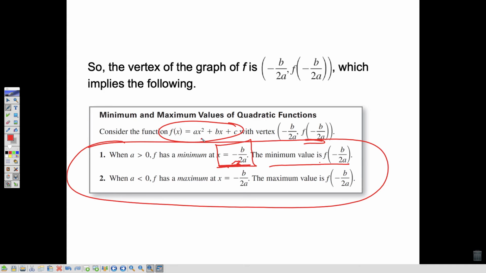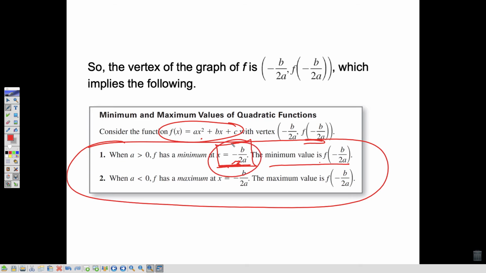So we know if it opens down, it has a maximum, yes? Did I need this to tell me that? No. I know if it opens up, it has a minimum. Do I need all this to tell me that? No. So if I know it, do I need to write it down? No. So how do I find the x value of the vertex, which is also the h of the vertex form? Negative b over 2a.